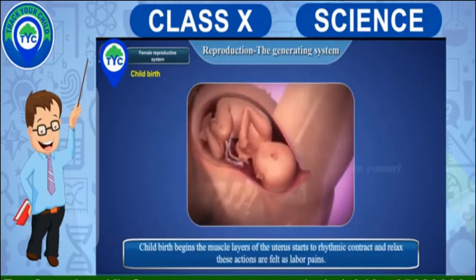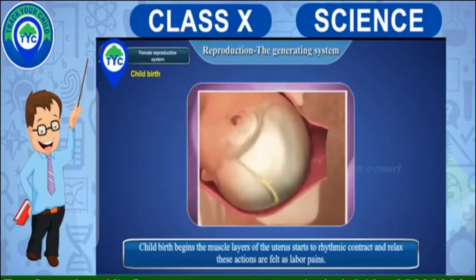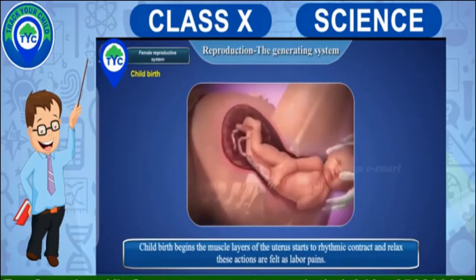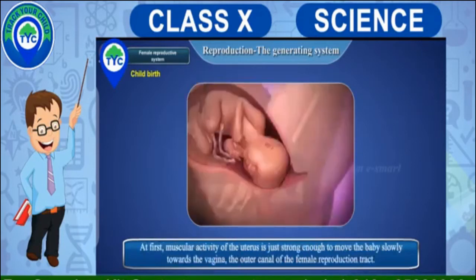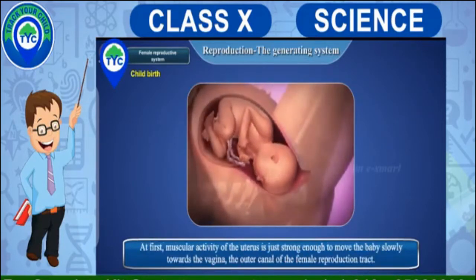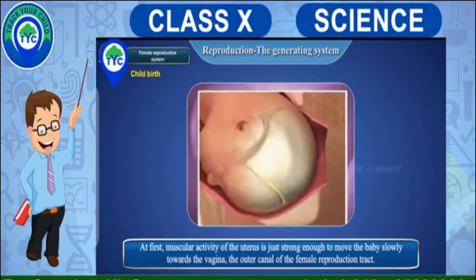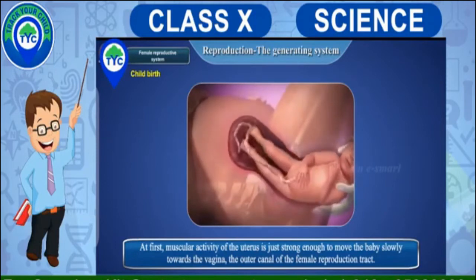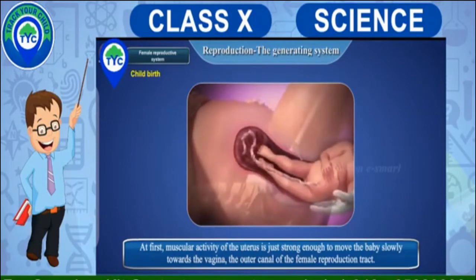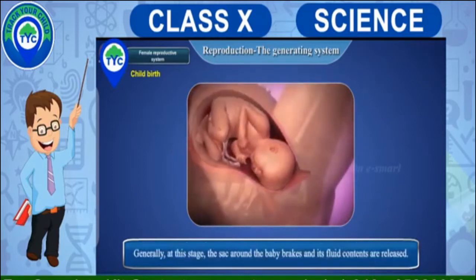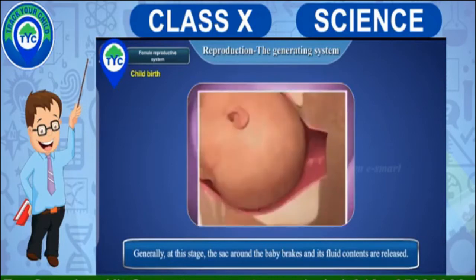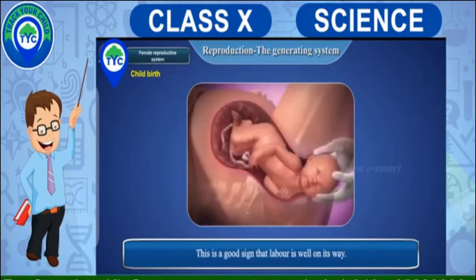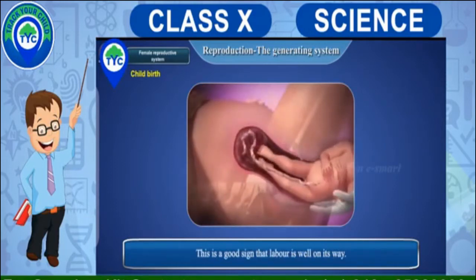Childbirth begins when the muscle layers of the uterus start to rhythmically contract and relax. These actions are felt as labor pains. At first, muscular activity of the uterus is just strong enough to move the baby slowly towards the vagina, the outer canal of the female reproductive tract. Generally, at this stage, the sac around the baby breaks and its fluid contents are released. This is a good sign that labor is well on its way.